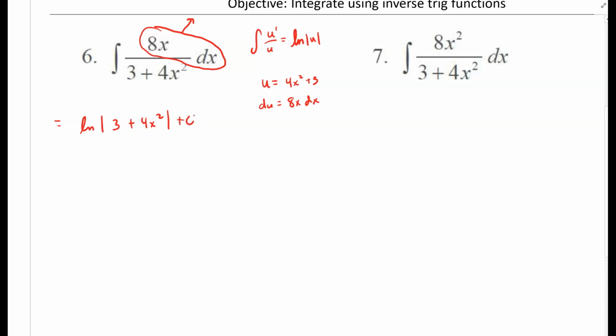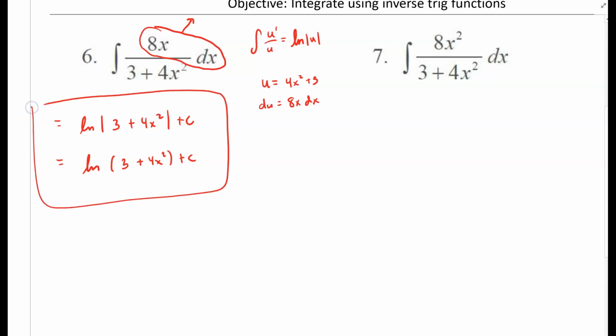Now, you may see it written on answer keys like this, 3 plus 4x squared plus c. And you'll say, hey, Schwarberg, where did the absolute values go? Well, 4x squared plus 3 can never be negative because we're squaring our variable. So even if it is a negative, it's always going to be positive. So if you see the absolute values go away, that's why. But they're both equivalent.